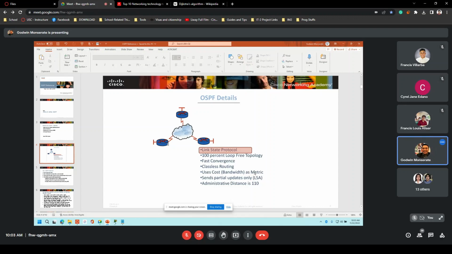And the metric that OSPF uses, we already know that in order for RIP to determine the cost, it is the number of hops. The EIGRP uses bandwidth and delay. But OSPF uses only bandwidth. Okay? And it uses classless routing, so it is not classful. With classless routing, your computation for IP addressing would be subnetting, CIDR, and VLSM. Okay?